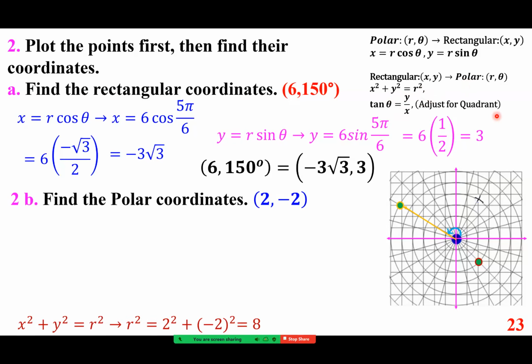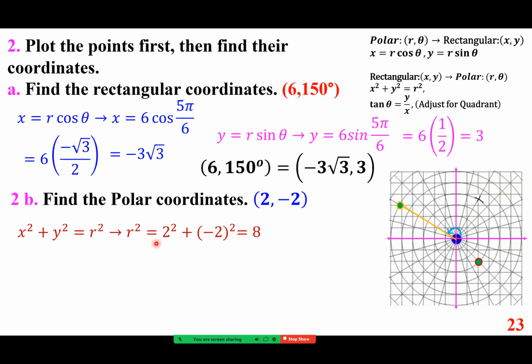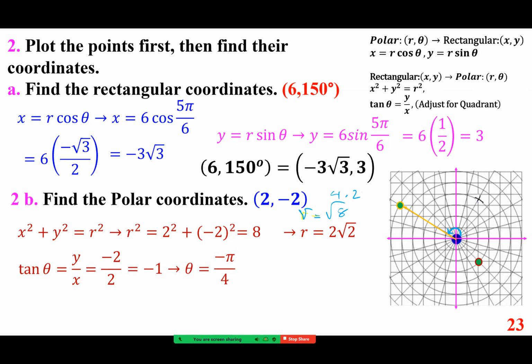So to find r, x squared plus y squared equals r squared. So 2 squared and negative 2 squared. This is 4 and 4 is 8. So r is square root of 8. And 8 is 4 times 2. 4 comes out as 2. So 2 square root of 2. Everybody knows that. Tan theta is y over x, minus 2 over 2, or minus 1. And theta is negative pi over 4.